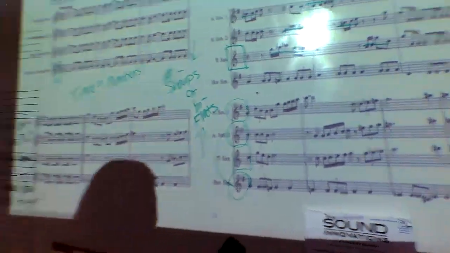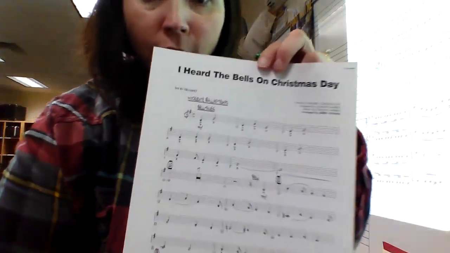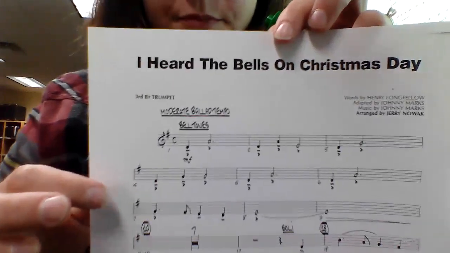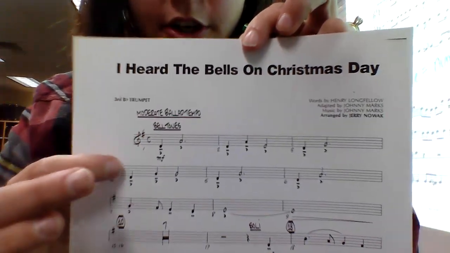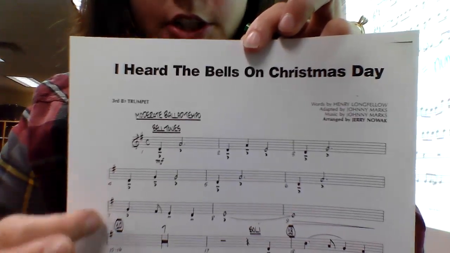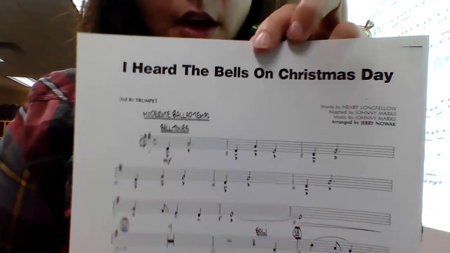I could show you other scores of other music. For example, let's take a look at this trumpet music for I Heard the Bells on Christmas Day. You're going to notice that now you're seeing a sharp in their key signature, and that it's at the beginning of each line. The composer reminds them which notes are affected by the key signature. But let's find one that would hold some flats.